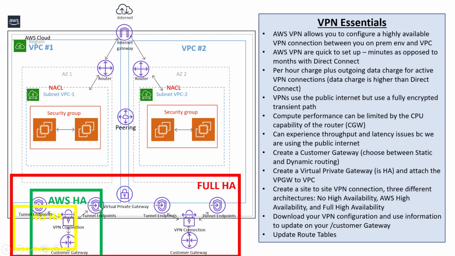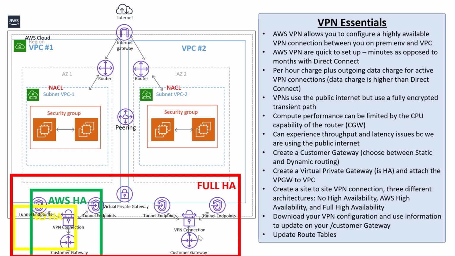The next option is AWS High Availability, and this is two tunnels between a single customer gateway and the virtual private gateway in different availability zones. The last option is full high availability, and this is a VPN connection between two customer gateways. So you have two customer gateways, and then you have two tunnels to both availability zones. This design does require dynamic routing with the BGP protocol, and this design gives you 4 active tunnels.